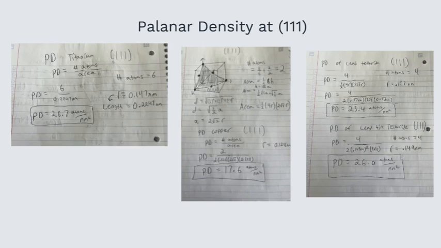Given this, we can find the planar density of copper at the 111 plane, where the planar density equals 2 over 2 times the radius times 2 radical 3 times the radius again. This gives the planar density equal to 17.6 atoms per nanometer squared. Doing a similar process, we found that the planar density for lead telluride was 23.4 atoms per nanometer squared, and for lead tin telluride, 26 even. And the number of atoms in these structures was 4 for these planes, because they have twice the amount of atoms as the interstitial sites are taken up.